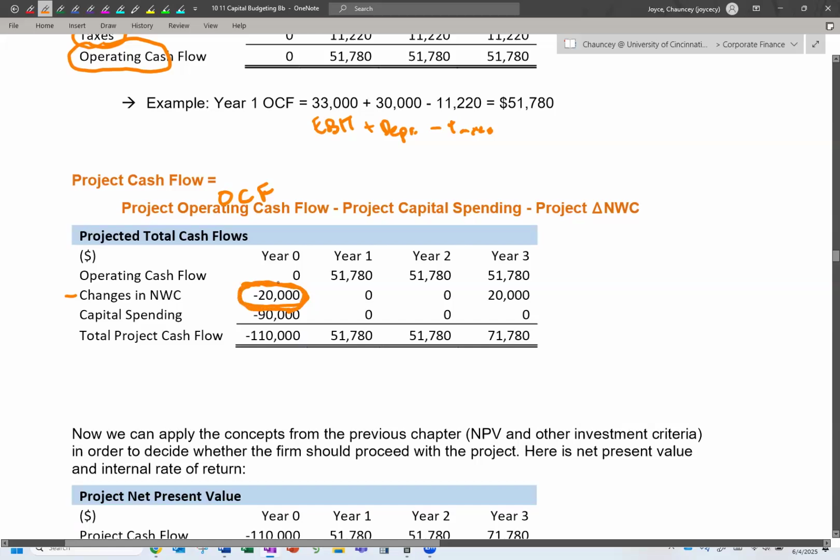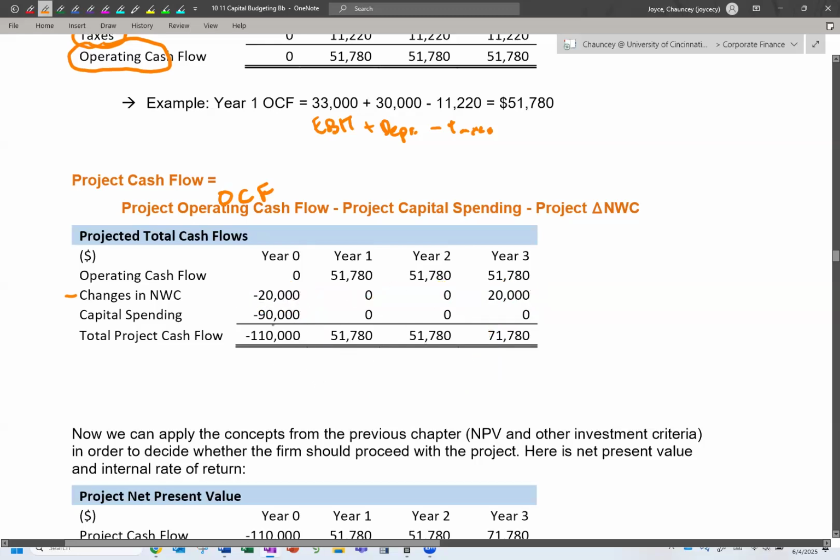Usually that's things like inventory. So if you have to build inventory, in this case, think of this as it costs you $20,000 to fill the shelves with your product. But then you get to recoup at year 3. You get to recoup all that, sell everything off the shelves, and then you get that back. So notice net working capital at the end gets fully recovered.